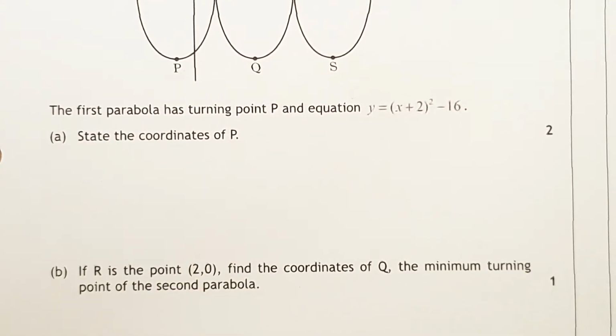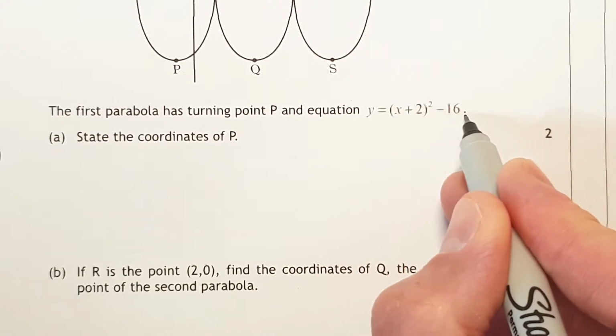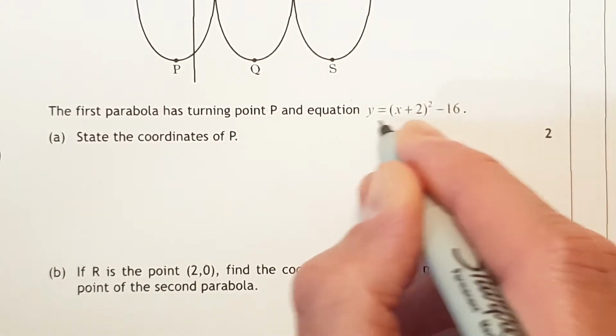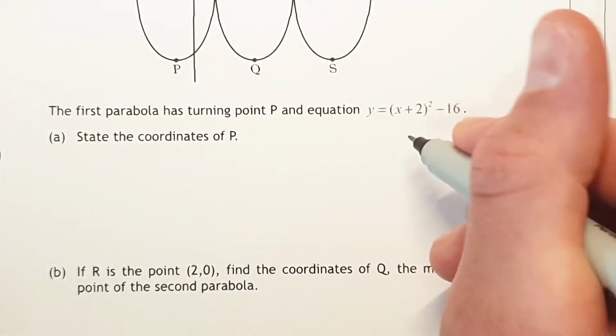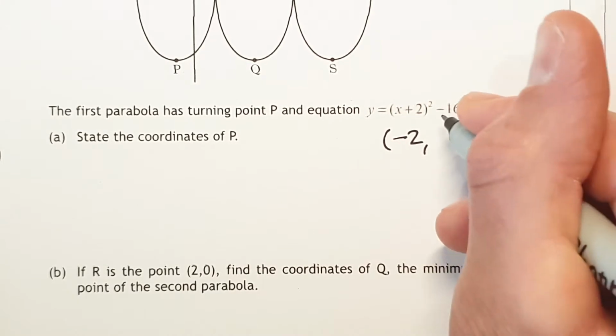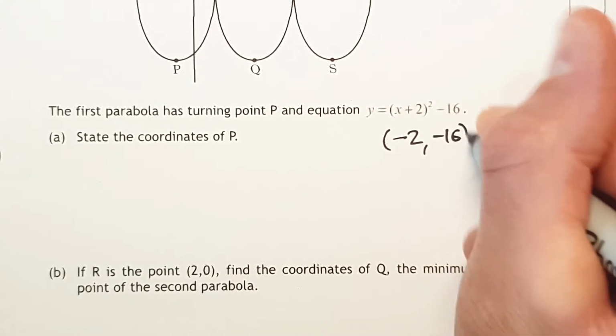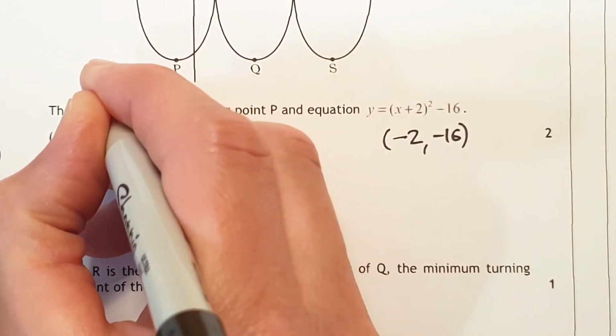It tells us that the first parabola has a turning point of P and has the equation y equals (x plus 2) all squared minus 16. So that's in the completed square form, which means we can actually just read straight off what the turning point is. It's going to be negative 2 and negative 16, because remember you change the sign of the thing inside the bracket. So your turning point is negative 2, negative 16.